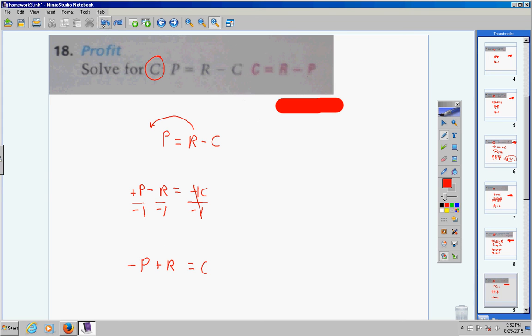Everything's the same. But I want to go back up to this step here. So there's your answer. That's acceptable. Or you can put the R first, as long as you keep it positive. Put the P second, as long as you keep it negative. And that is also an acceptable answer.